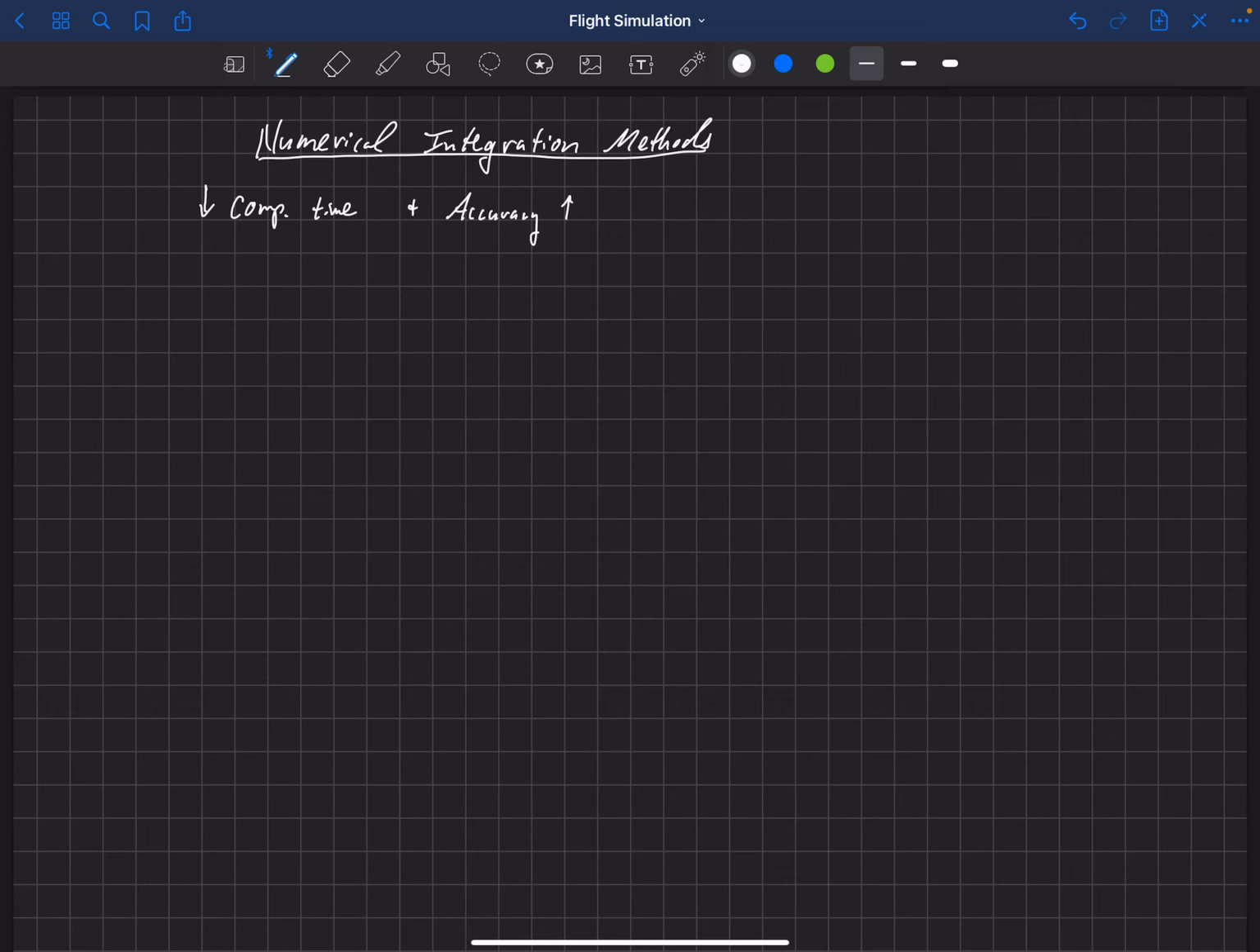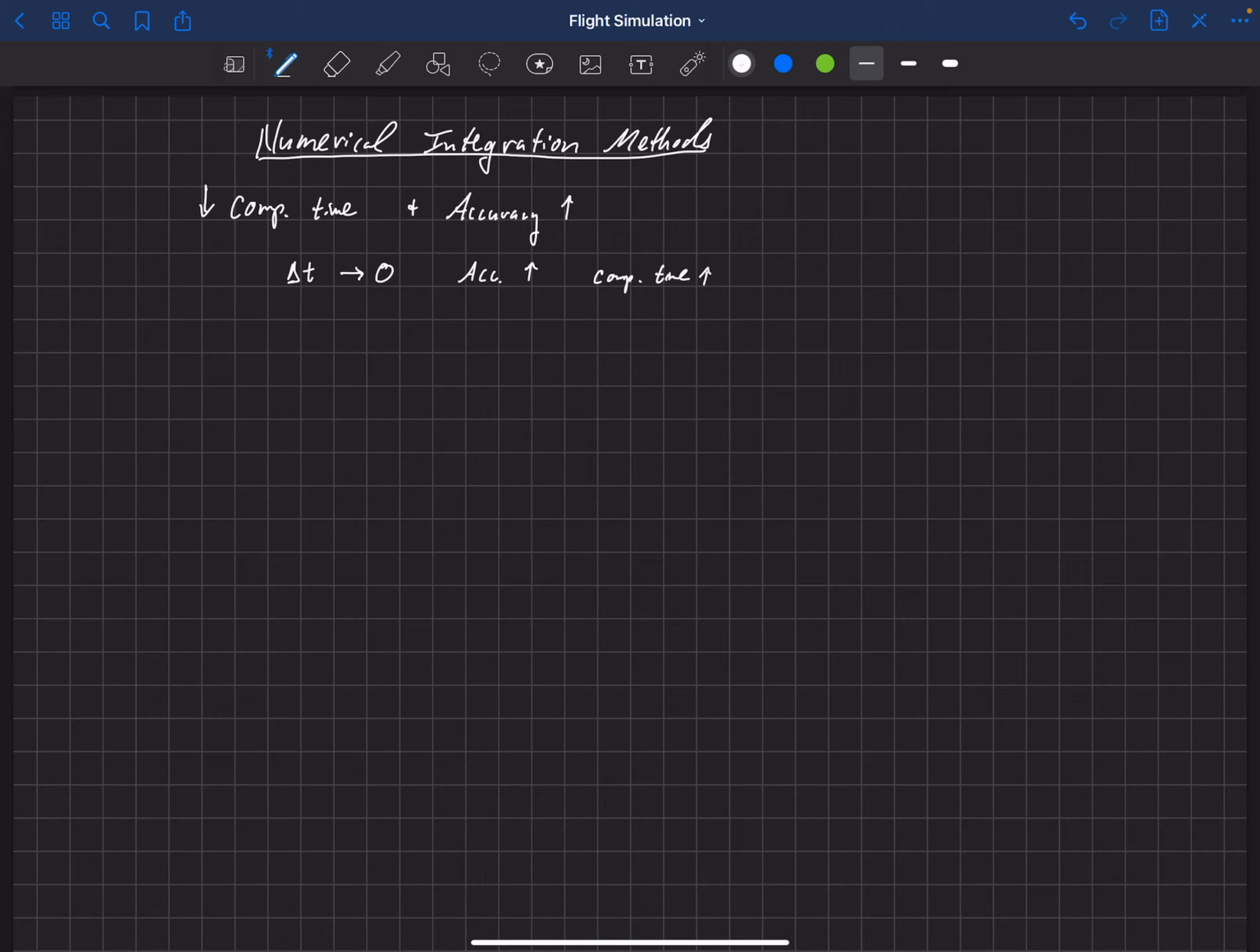One way to increase accuracy is to take smaller steps in any integration method. So we could say our delta t, that's our time step that we're going to be integrating across. We want that to be as small as possible, right, to increase the accuracy. If we do that, then the accuracy increases, but the computational time also goes up.